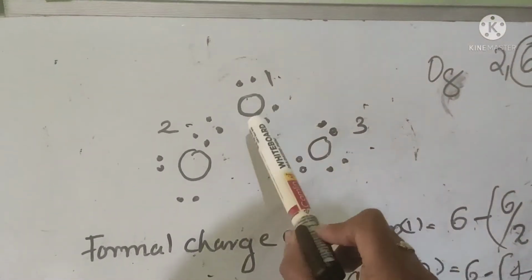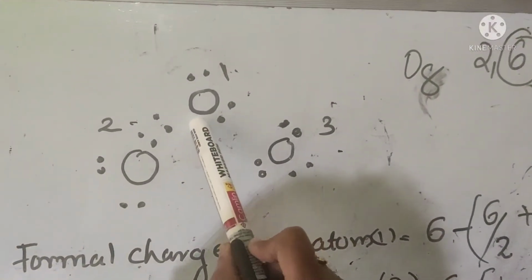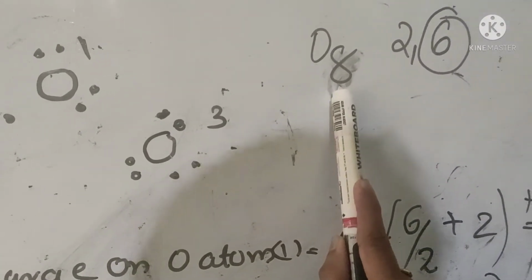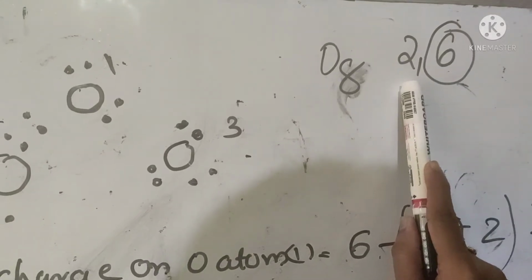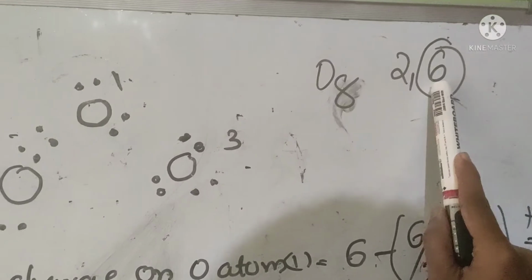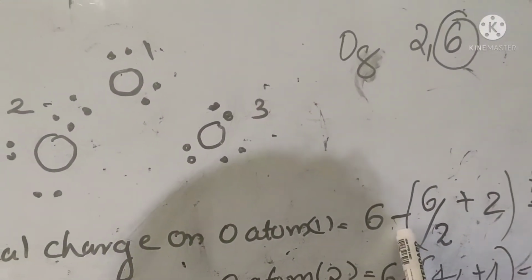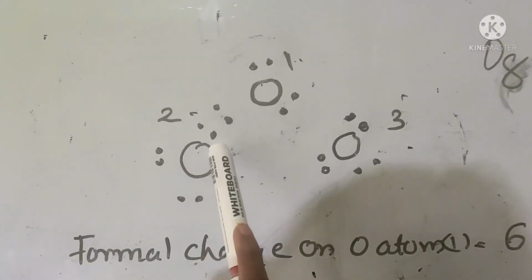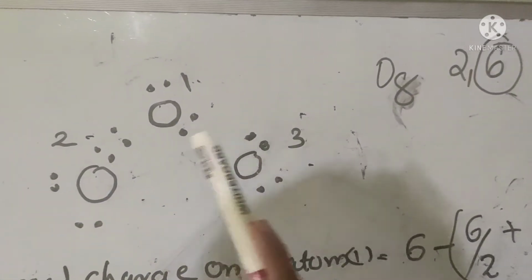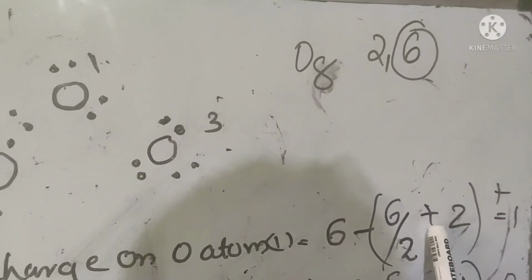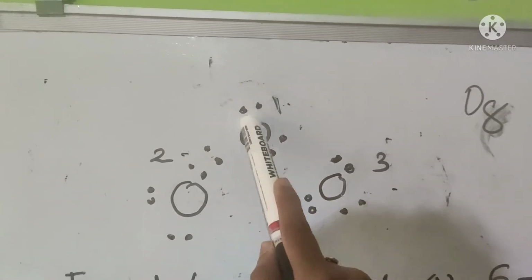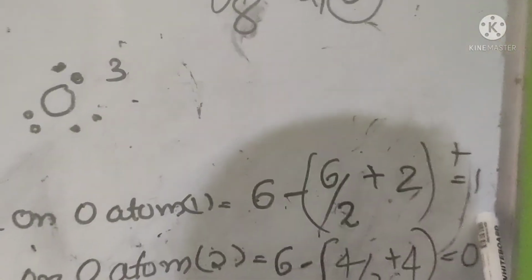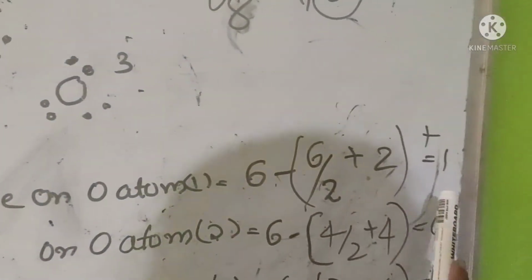Here, the formal charge on oxygen atom 1. What is the number of valence electrons in the free atom of the element? Oxygen has atomic number 8, electronic configuration 2, 6. Its valence shell contains 6 electrons. So 6 minus half of the bonding electrons. Here, the number of bonding electrons is 1, 2, 3, 4, 5, 6. There are 6 bonding electrons, divided by 2, plus the number of unshared electrons. This is the lone pair of electrons, the unshared pair of electrons, that is 2. Plus 2, we get positive 1. The formal charge on the first oxygen atom is positive 1.